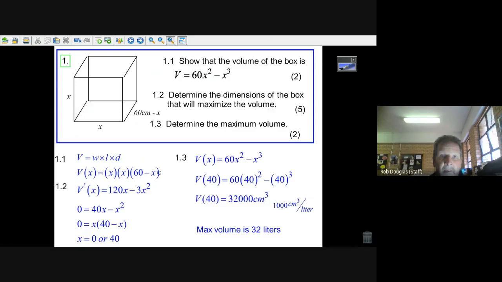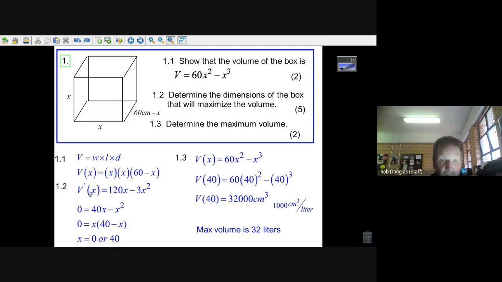And that's how we get 60x squared minus x cubed. There's your volume. Actually, I should have put it a little bit, we need that equation down there. Anyways, there's the volume. You multiply it out, and it equals 60x squared minus x cubed.